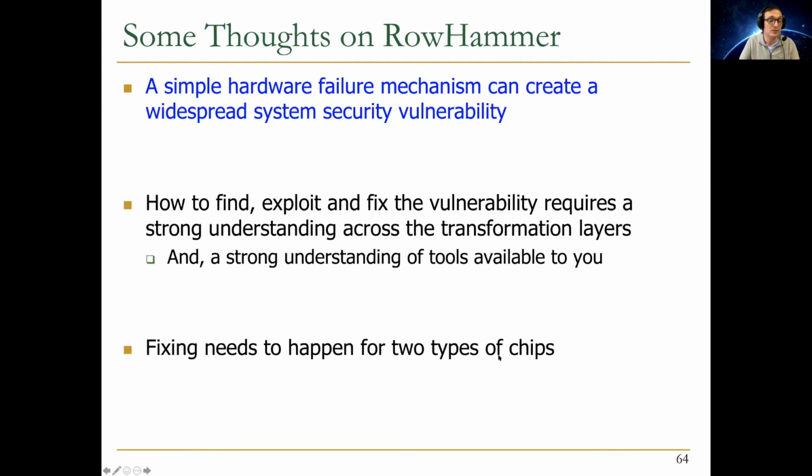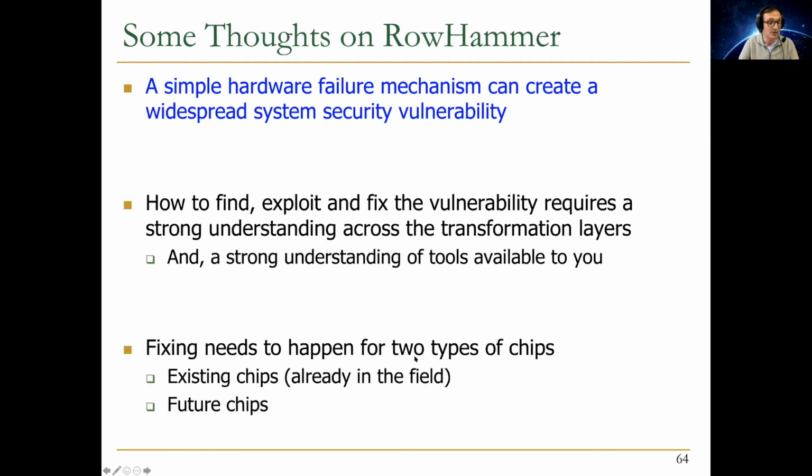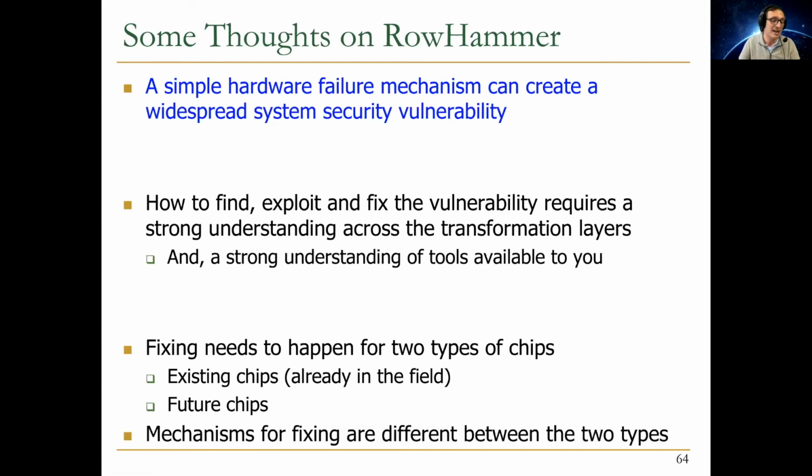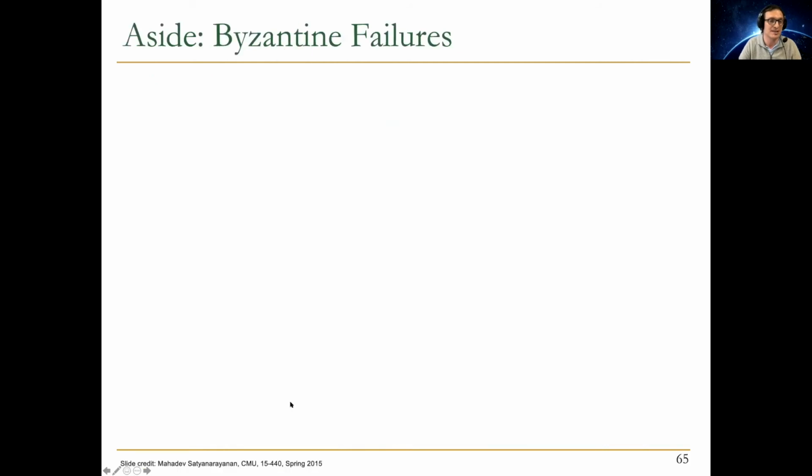Fixing needs to happen for two types of chips: existing chips that are already in the field, where refresh is the best solution, perhaps, increasing the refresh rate. But future chips have a lot more potential, like probabilistic adjacent row activation, like I talked about. And mechanisms for fixing are different between the two types, as we discussed. So let me give you an aside. I wanted to enhance your knowledge a little bit.